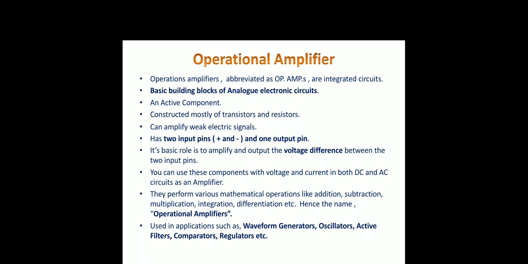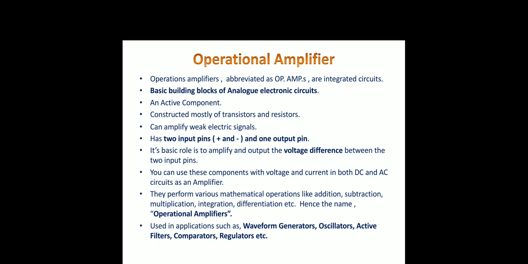I think you all know the difference between active and passive components. Resistors and capacitors are passive components, and diodes, transistors, ICs are active components. Like this, op amp is also an active component, which is constructed mostly of transistors and resistors. They can amplify weak signals.